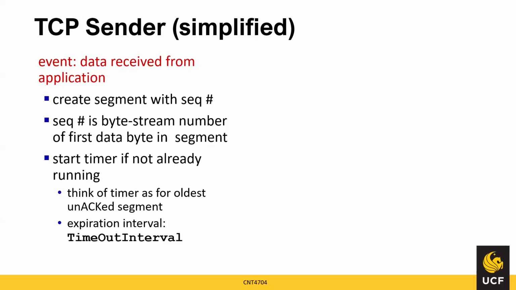The first event is data received from the application. When data arrives from the application down to the transport layer, TCP takes it, makes a segment, and assigns it a sequence number. That is the byte stream number of the first byte in the segment. Then TCP starts a timer, but only if one isn't already running.